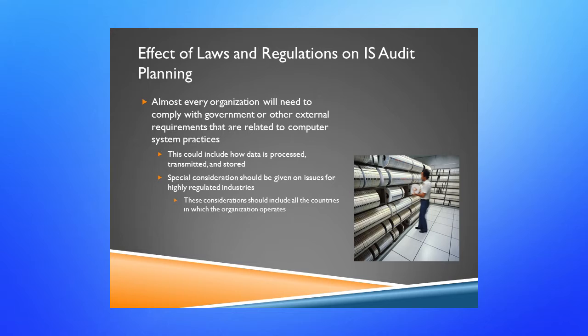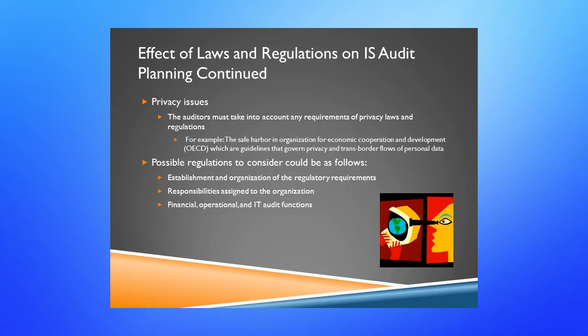So you need to make sure that you are, again, back to something I said already, knowledgeable about the laws and regulations, that you have those skills. That understanding is a part of the information gathering, and you use it in the audit planning. All right, what are some of the other effects of the laws and regulations? Well, privacy issues. As an auditor, you need to take into account any of the requirements of privacy laws and regulations.